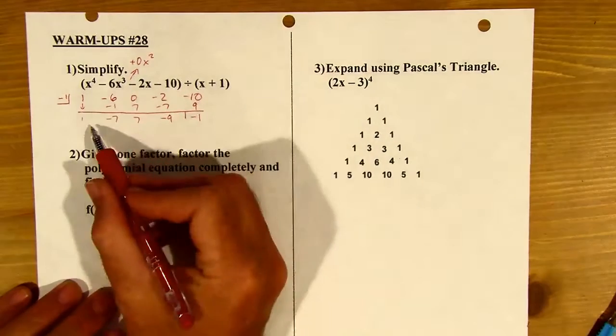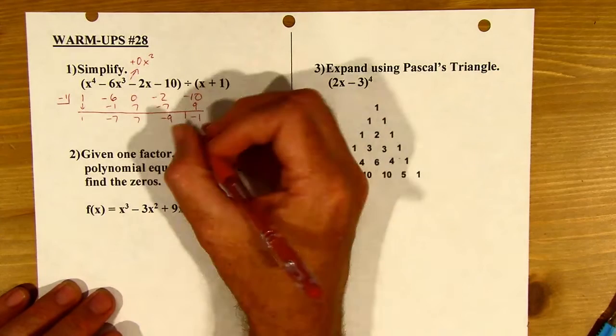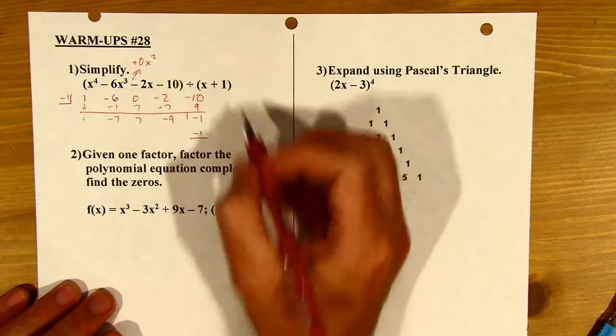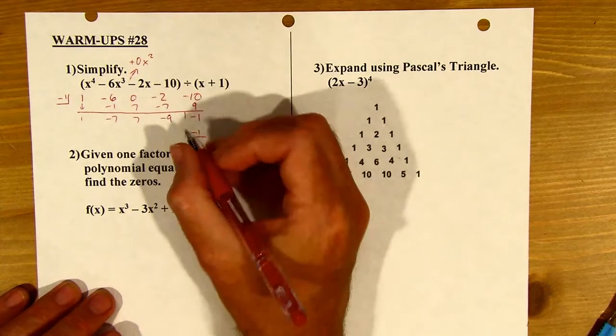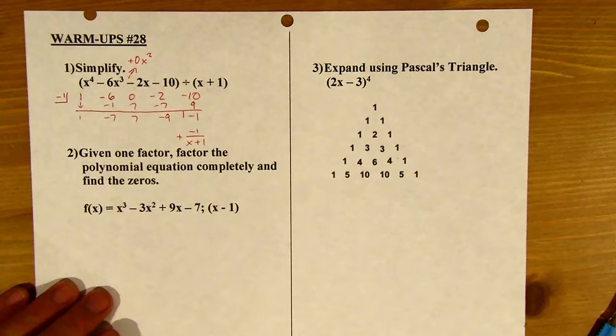And then I'm reinterpreting this into a polynomial. So this is the numerator of my remainder. My denominator is what I'm dividing by, in this case x plus 1. I always want to add my denominator, okay?